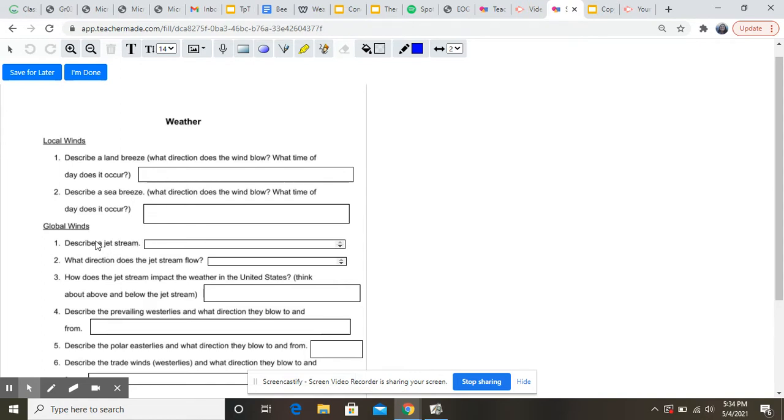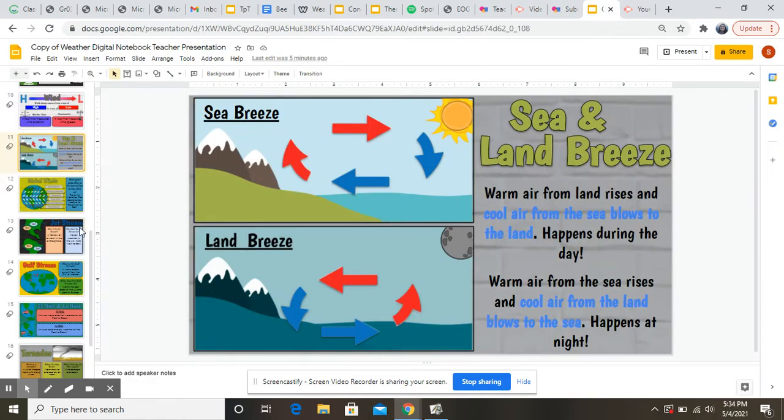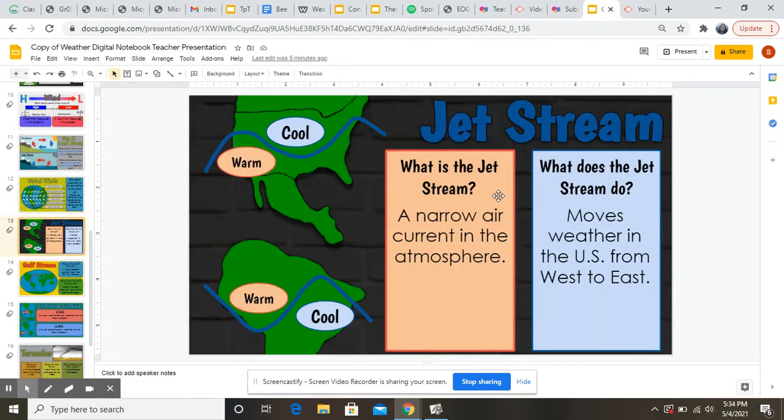Next, we're going to talk about jet stream. So what is a jet stream? A jet stream is a narrow air current in the atmosphere. So it is like a river of wind, and it is very fast. So you can remember that with jet. Jet airplane is very fast. A jet stream is very fast air movement.